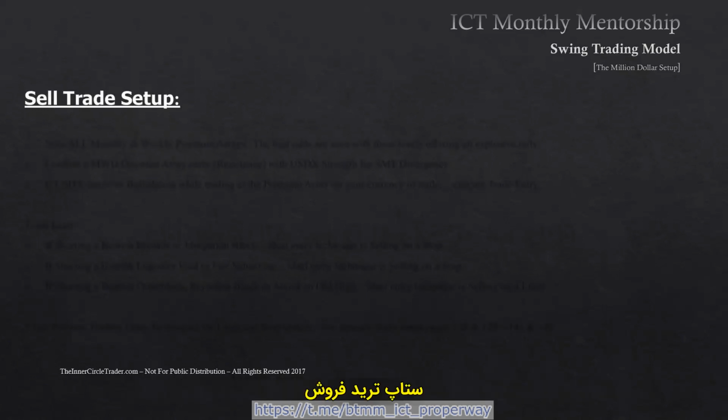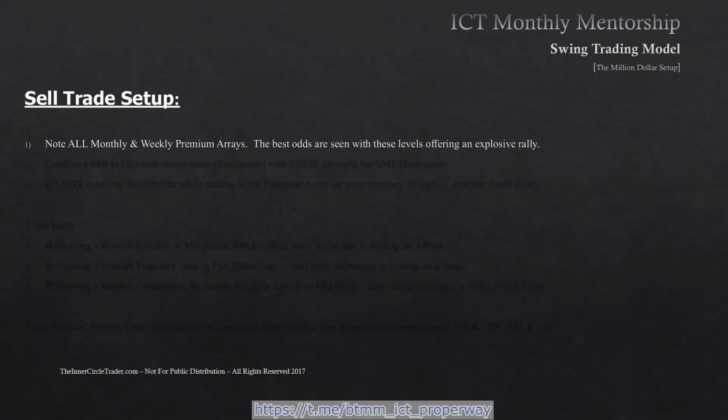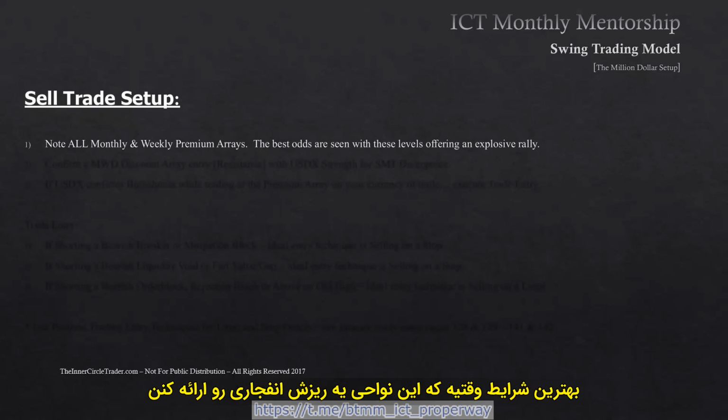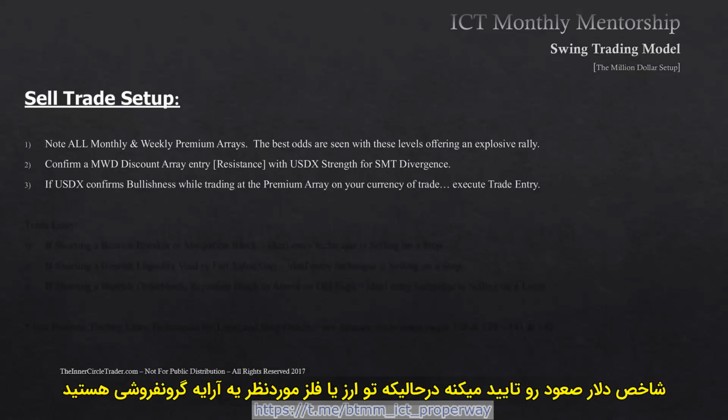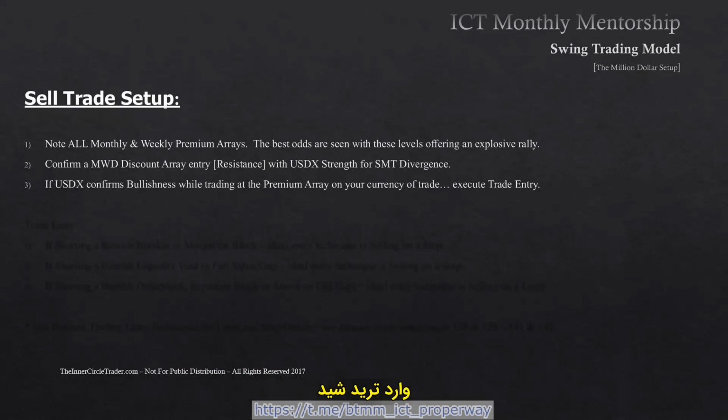The sell trade setup. Note all monthly, weekly premium arrays. The best odds are seen in these levels, offering an explosive rally lower. Confirm a monthly, weekly, daily array entry at resistance with a dollar index strength for SMT divergence. If dollar index confirms bullishness while trading at the premium array on your currency or metal trade, execute trade entry.